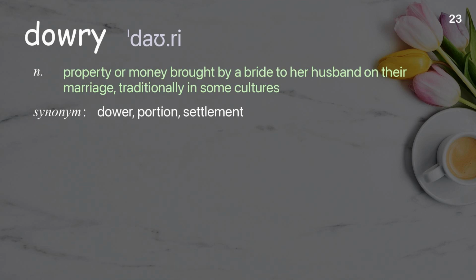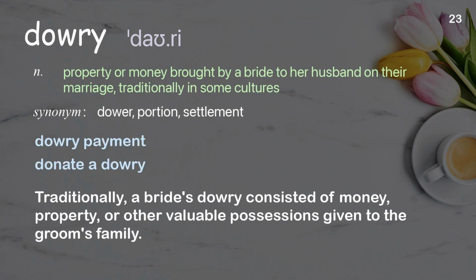Dowry. Property or money brought by a bride to her husband on their marriage, traditionally in some cultures. Examples: Dowry payment. Donated dowry. Traditionally, a bride's dowry consisted of money, property, or other valuable possessions given to the groom's family.